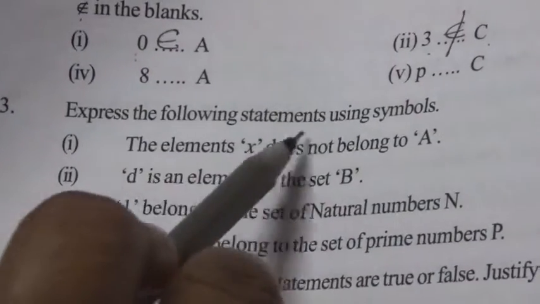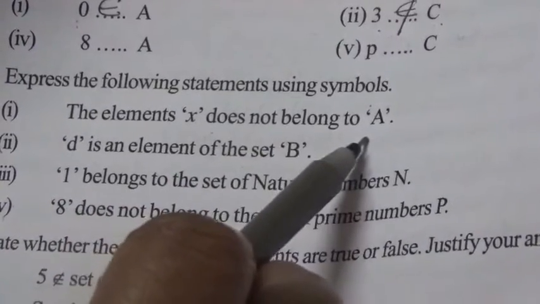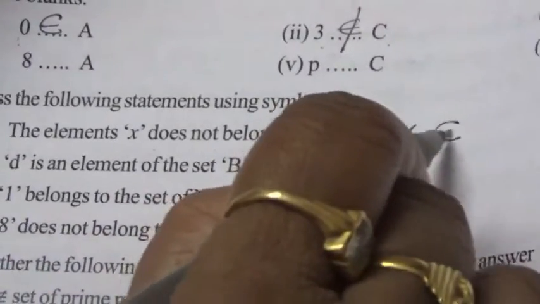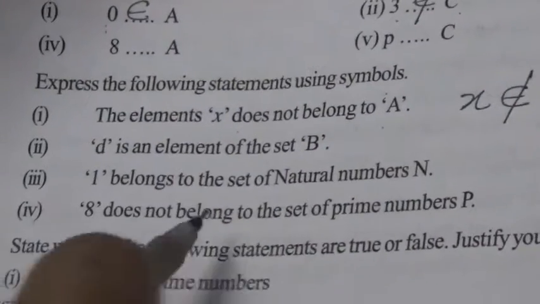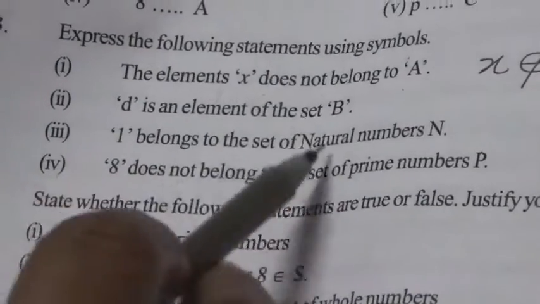Then third Roman, you have to express these words in symbols. Express the following statements using symbols. The element x does not belong to A, meaning x does not belong to A. You have to write just the symbol. It is very easy, no? So you have to write all the remaining.